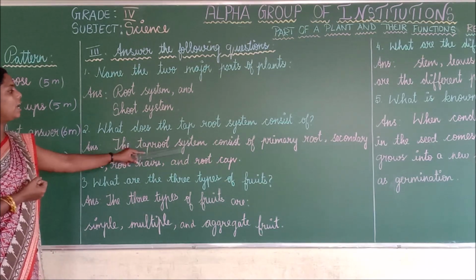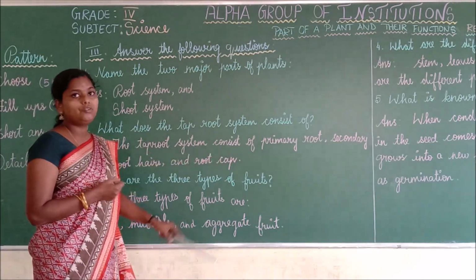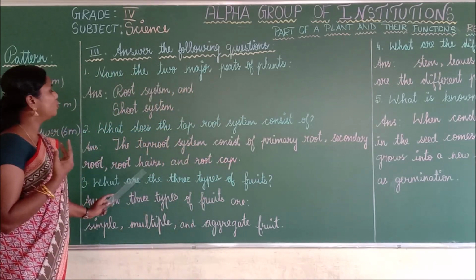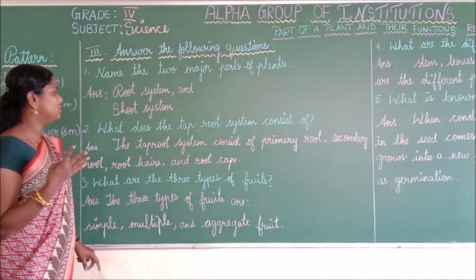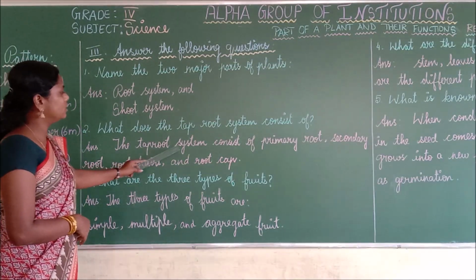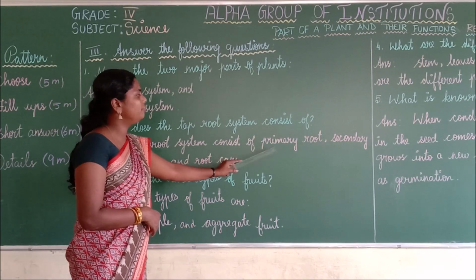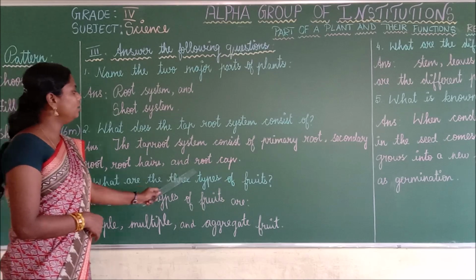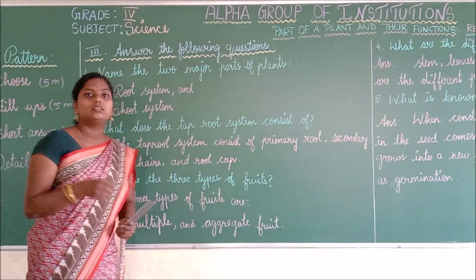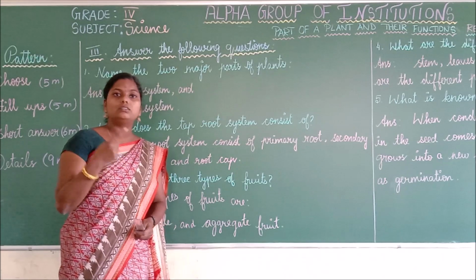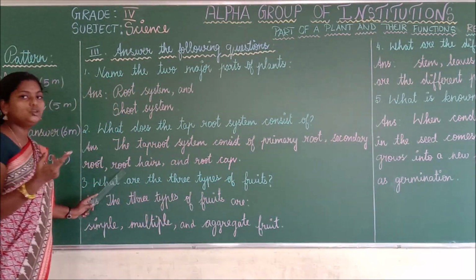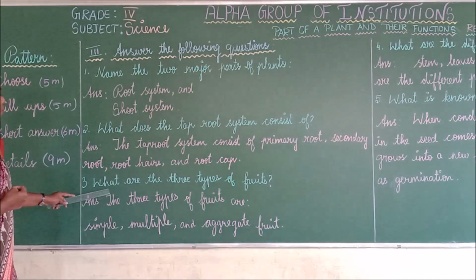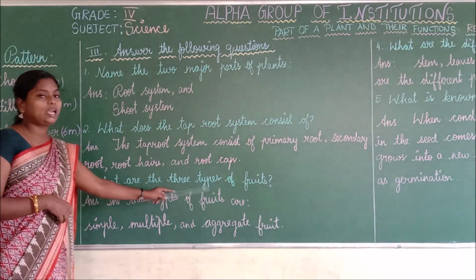So the taproot system consists of primary root, secondary root, root hairs and root cap. There are four parts. The taproot system consists of primary root, secondary root, root hairs and root cap. Are you clear, children?